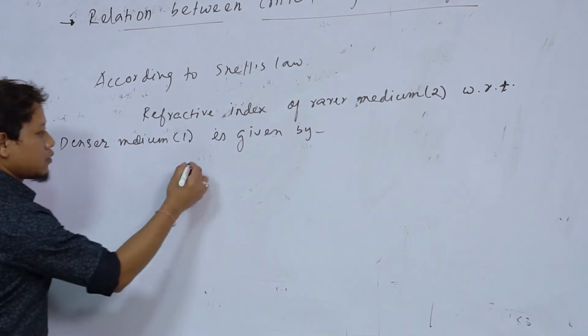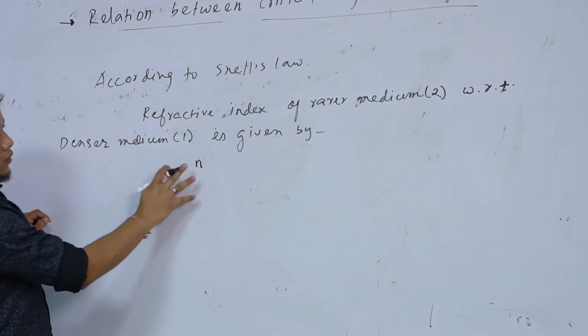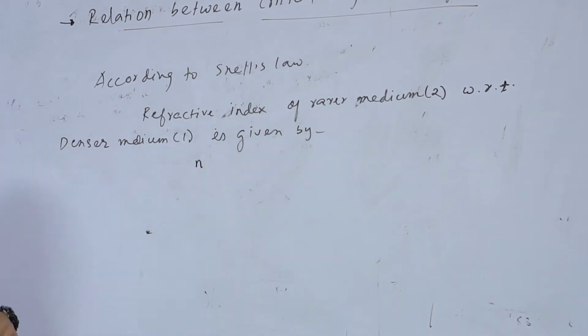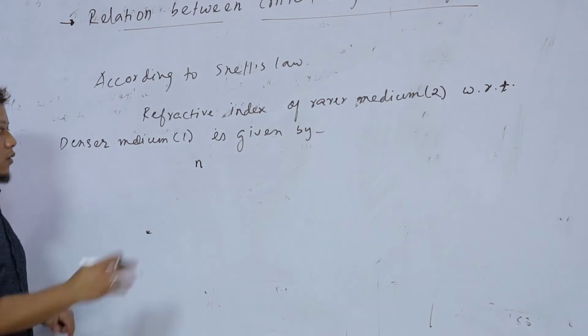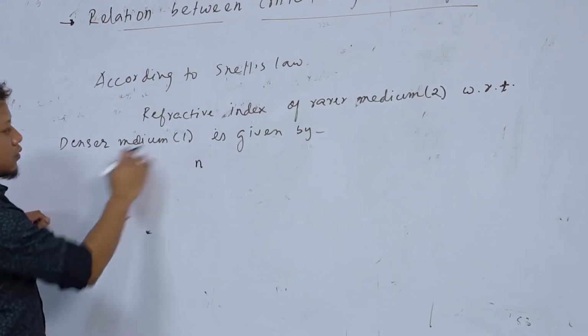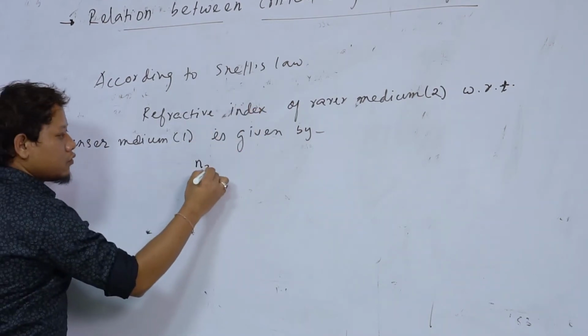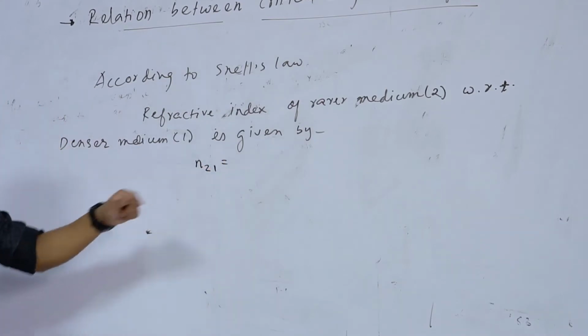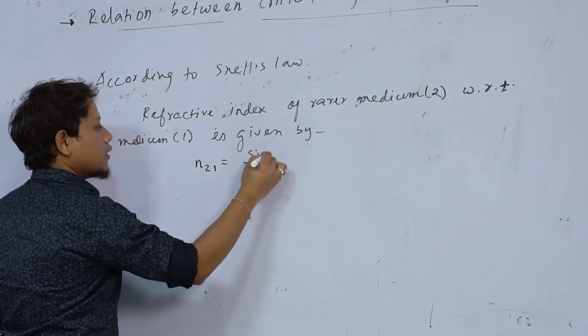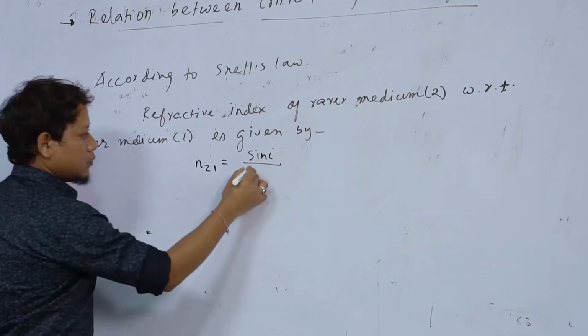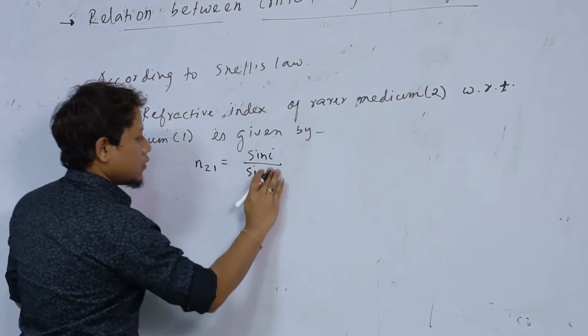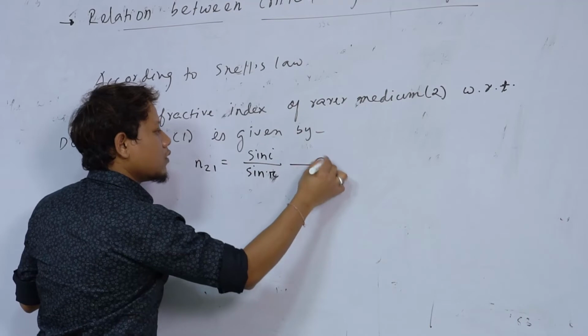So it's given by n. This n represents the refractive index, or if you want, you can use mu also. Now I am using n. So this is n, the refractive index of medium 2 with respect to medium 1, n21. We can write sin i, angle of incidence, divided by sin r, angle of refraction. So this is equation number 1.